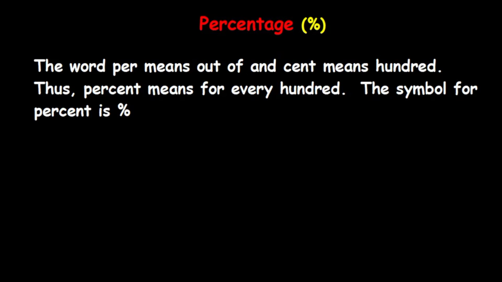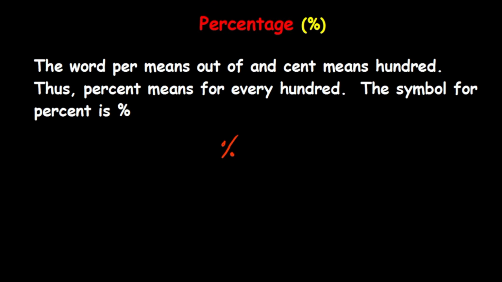So what is the meaning of percent? The word per means out of and cent means 100. Thus percent means for every 100. Don't forget, percent means for every 100. It should be calculated for every 100, right? The symbol for percent you can look at on the screen. So how to write the percentage symbol? Yes, this is the symbol for percent.